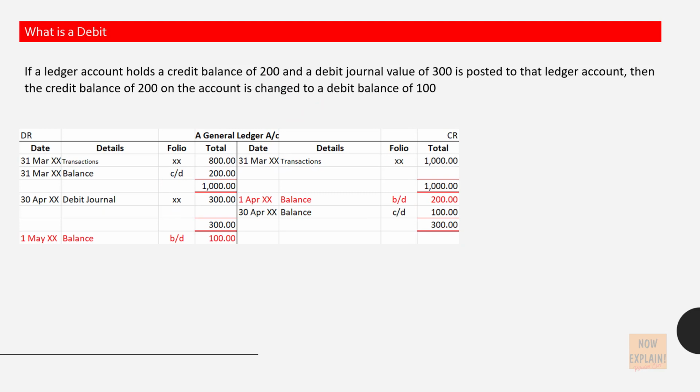And another example: if a ledger account holds a credit balance of 200 and a debit journal value of 300 is posted to that ledger account, then the credit balance of 200 on the account is changed to a debit value of 100.